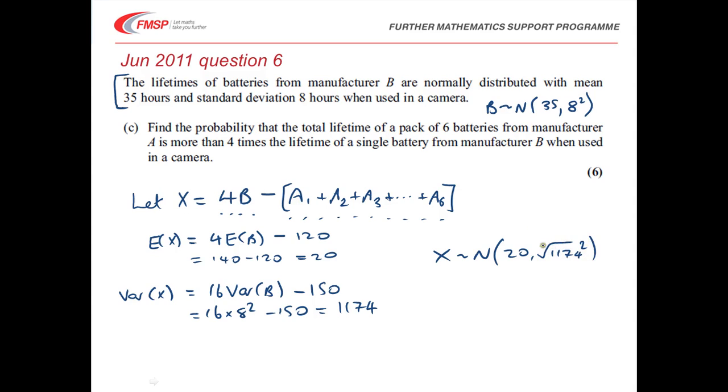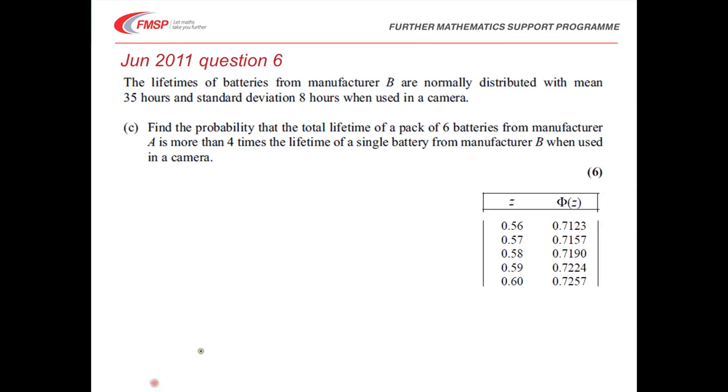And I want this to be 0 or less than 0. If I think about what X is, it's the difference: 4B minus the total lifespan. And what I want is the lifetime of the 6 batteries to be bigger. So this has to be bigger than this bit. So if you've defined X in this way, it's not the only way. What I'm looking for is the probability that X is actually less than 0. Okay, so looking at that, we're looking at the probability that X is less than 0, from the distribution that's normal of 20, root 1174 squared.